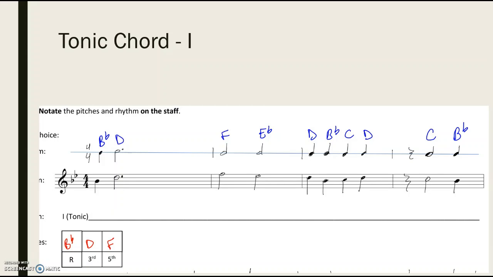You want to include mostly B flat, D's, and F's. So notice when I made my choices, I had a C here, and I have an E flat. Those are okay because they're passing between these 3 notes. So you can add in some extra notes, but only really if they're like a step in front of or a step behind one of the chord tones.